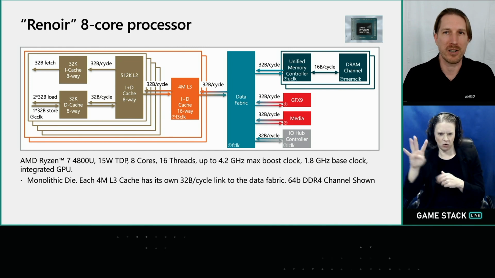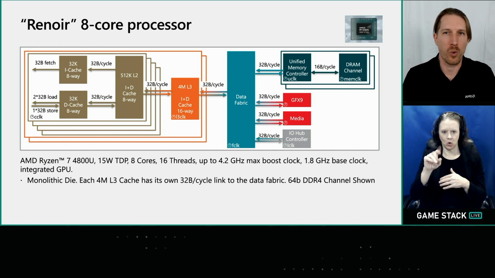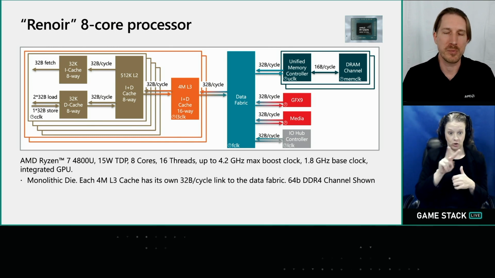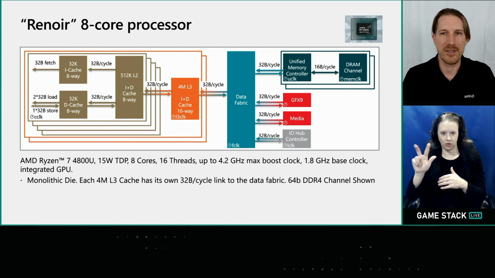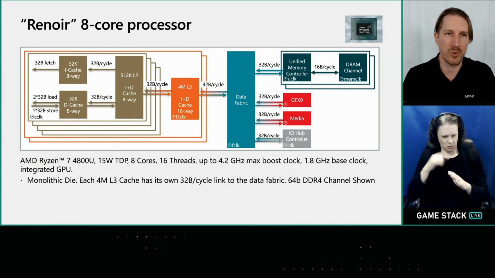Note this is a single monolithic die SoC design where the orange-colored core complex L3 cache connects to the blue-colored data fabric at 32 bytes per cycle read and 32 bytes per cycle write. Unlike most AMD Zen 2 desktop products, this product has only 4 megabytes of L3 cache. The AMD Ryzen 7 4700G processor used later in many of our examples is based on Renoir.